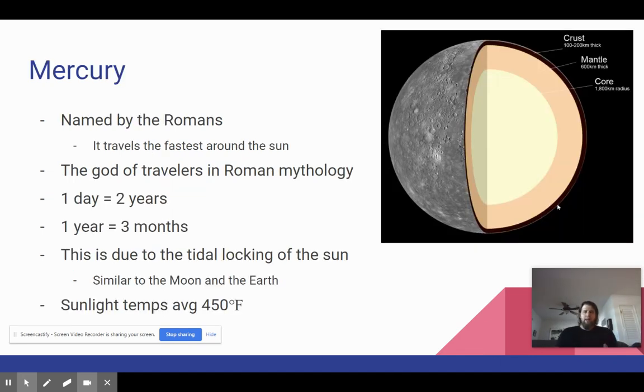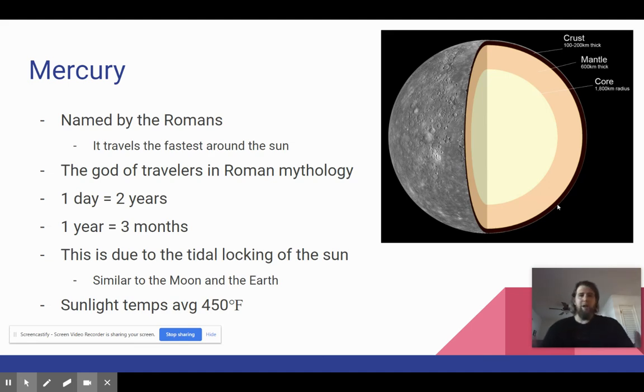So we take a look at Mercury. It was named by the Romans. It travels the fastest around the sun. And in Roman mythology, Mercury was the god of travelers. How cool is that? And on Mercury, one day takes 2 years for us. So one complete rotation takes 2 years. And that is because it's tidally locked to the sun. We mentioned tidally locked last week when we talked about the moon and the Earth, and why we only see the one side of the moon.